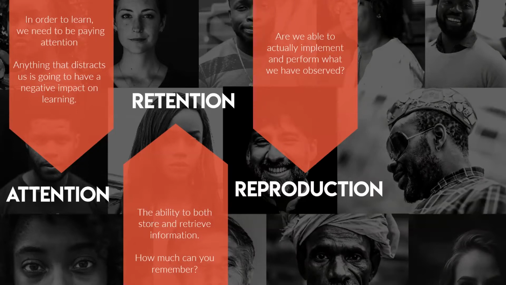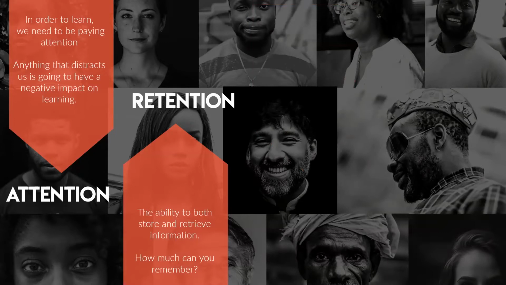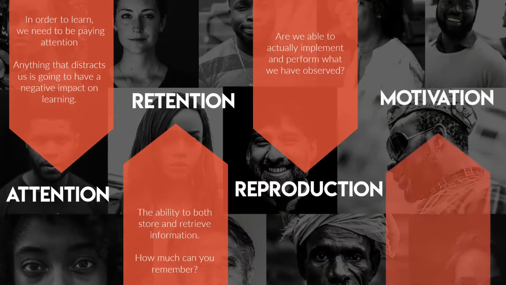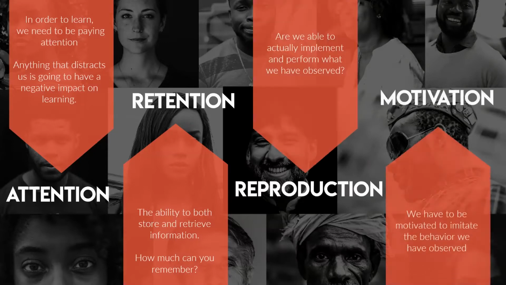And lastly is the factor of motivation. And when we're talking about motivation, what that refers to is we need to be motivated to imitate the behavior that we've observed. And frequently what you might come across is elements of reward and punishment that play quite an important part at this stage.